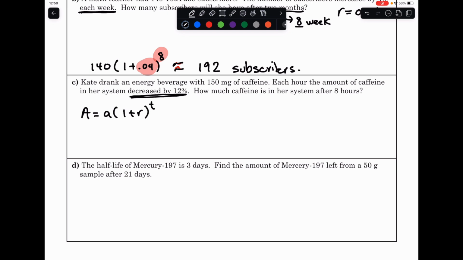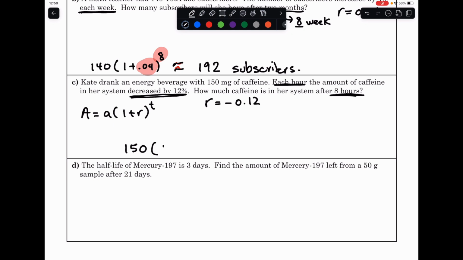Now, since the rate is a decrease, that is going to change the value of R from a positive number to a negative number. So 12% would be 0.12, and because it's decreasing, we simply use a negative value for R. Now the decrease rate is measured in hours, so we need to make sure that our time is also in hours, which it is. We want to know how much of this 150 milligrams of caffeine is going to be left after 8 hours.